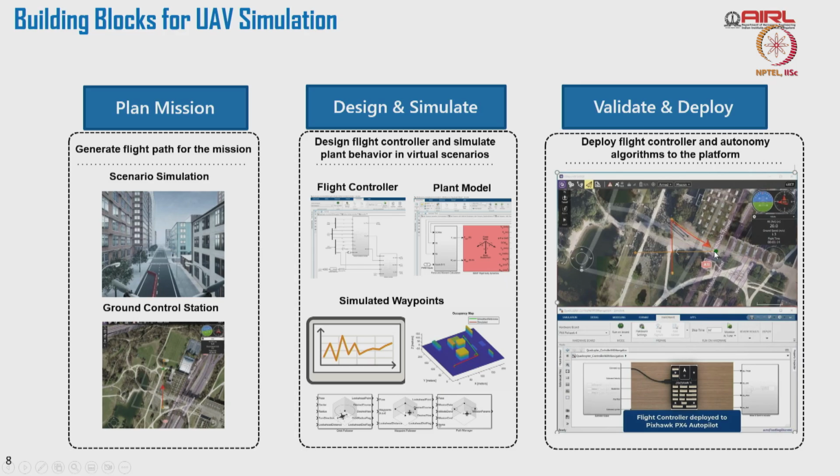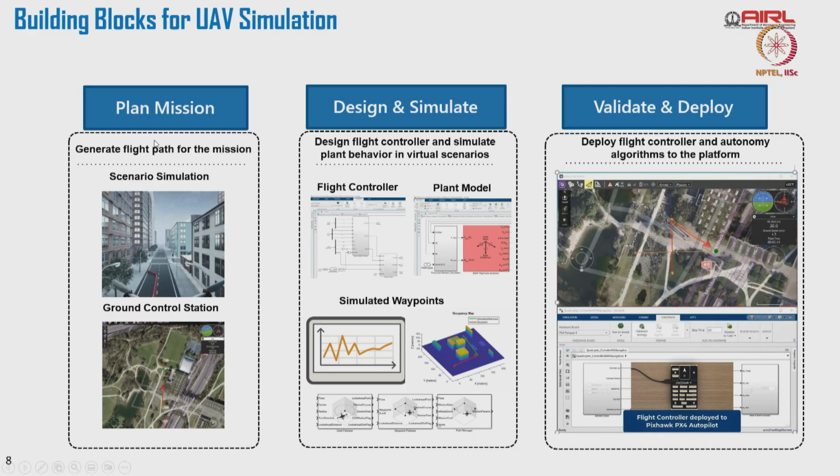How am I going to travel? Then for that, what kind of scenario will I be flying in? Is it going to be a plain terrain, no building, no tree, or am I expecting something? I need that scenario simulation to be done. I also need a ground control station which receives the telemetry data from the drone and shows the position and velocity of the drone or even the battery status in real time for me to validate.